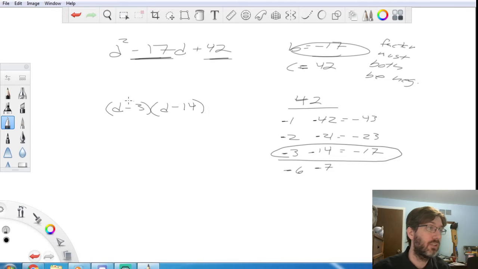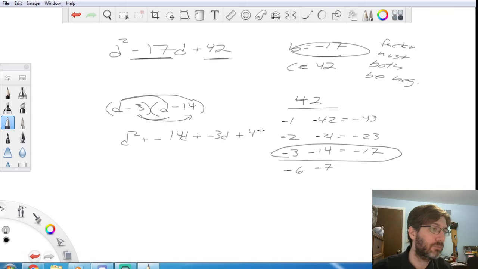And that's your answer. And again, you can check this by factoring it. D times d gives you d squared. Let's do this one next. D times negative 14 gives you a negative 14d. Negative 3 times d gives you a negative 3d. Negative 3 times negative 14 gives you that positive 42.